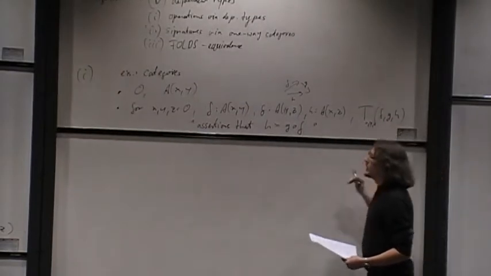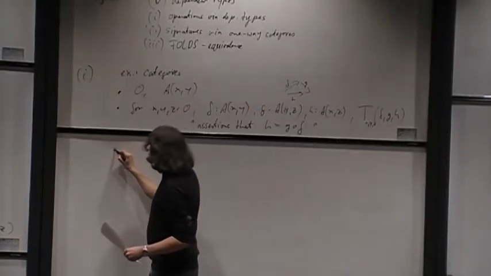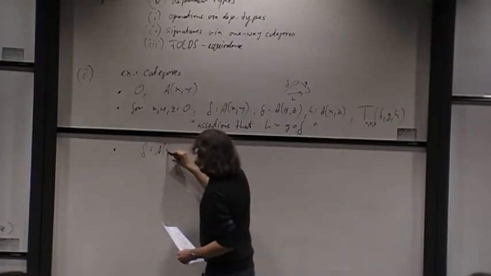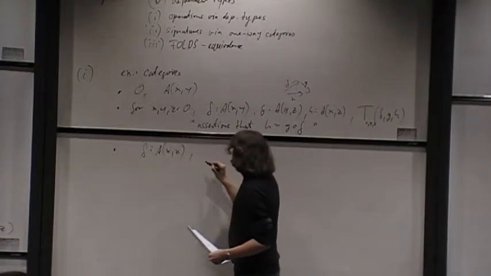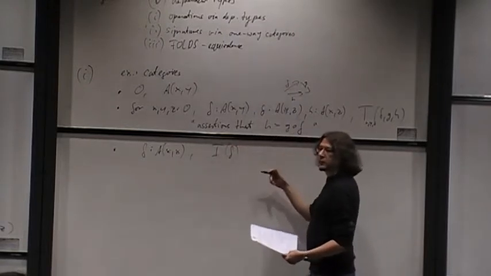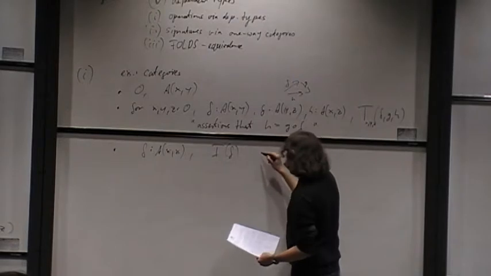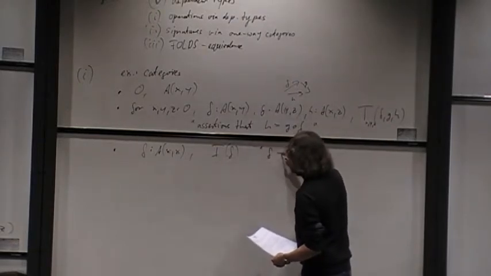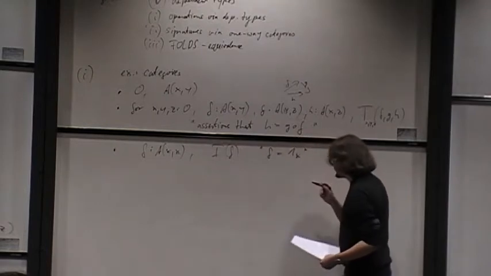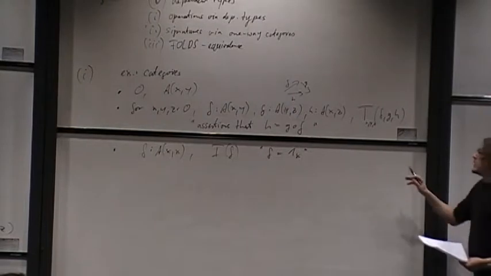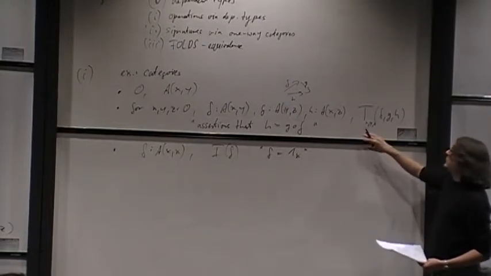And similarly for identity, we do the same thing. If we have f, an arrow from x to x, then I(f) is the set of assertions that f is the identity on x. Of course, I need a couple more conditions on T.